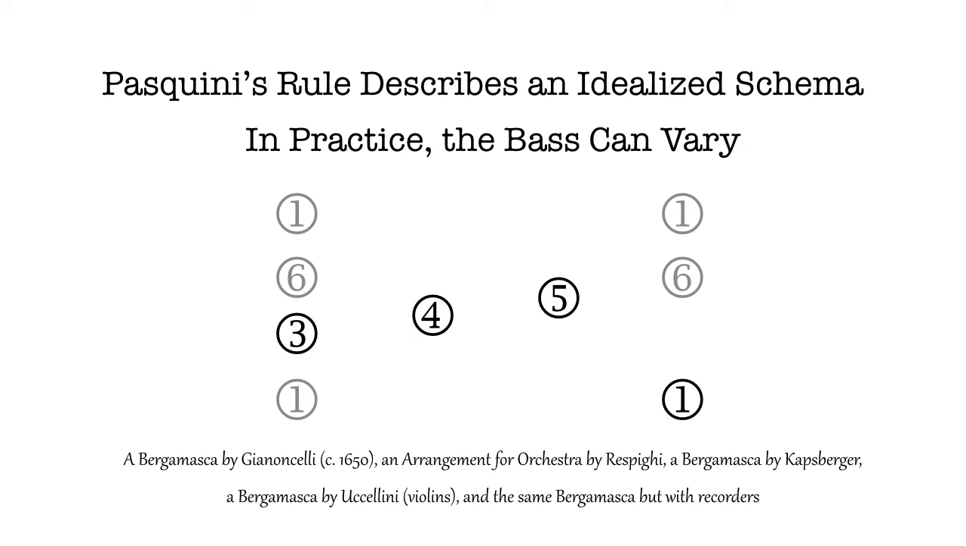For Kapsberger, like Giannoncelli, the bergamasca schema is always done in pairs. For Giannoncelli, the first time you end on a high octave, the second time in a low octave. For Kapsberger, the first time you begin on a 1, the second time you begin on a 3. So actually, the closest that he comes to Pasquini's cadence is for the second time of each pair.